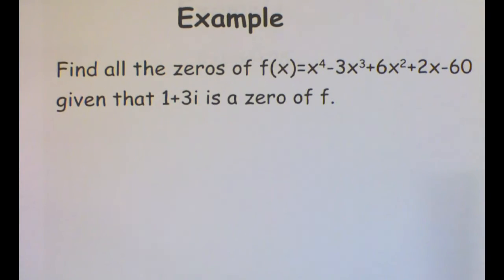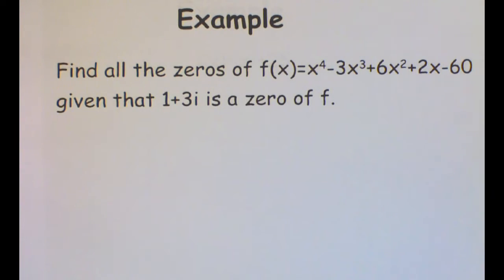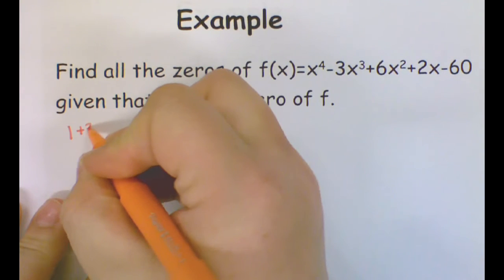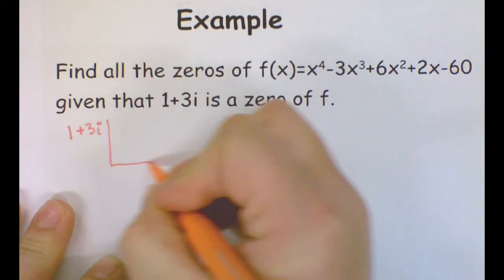So let's find all the zeros of this function, given that 1 plus 3i is a 0. We have two options here. We can synthetically divide by 1 plus 3i, or we can use the fact that 1 minus 3i is also a 0, multiply, and then long divide. Let's look at synthetically dividing. So I'm going to synthetically divide by 1 plus 3i.